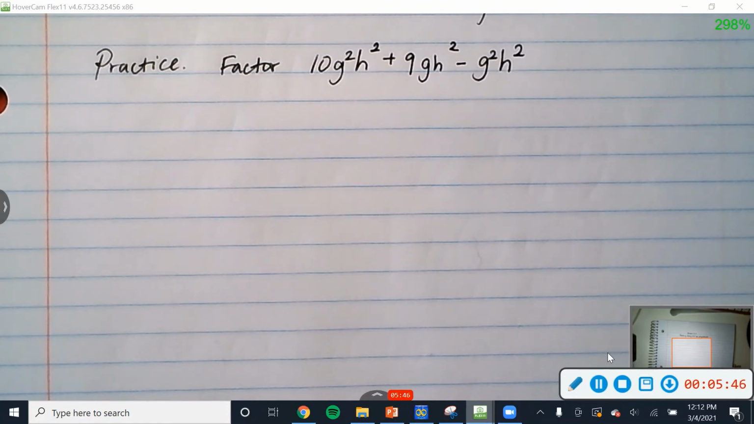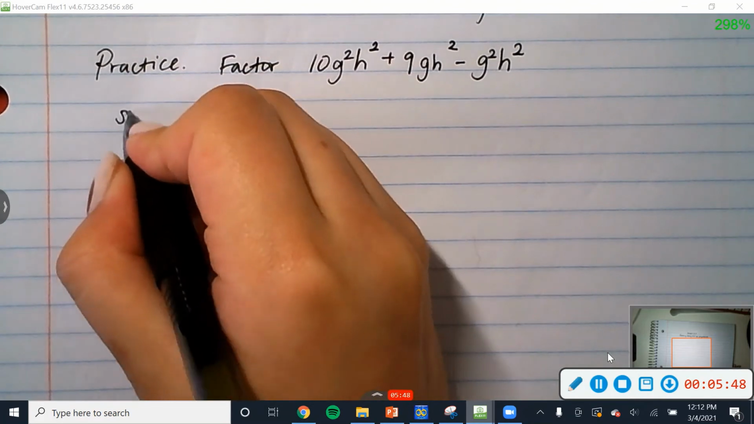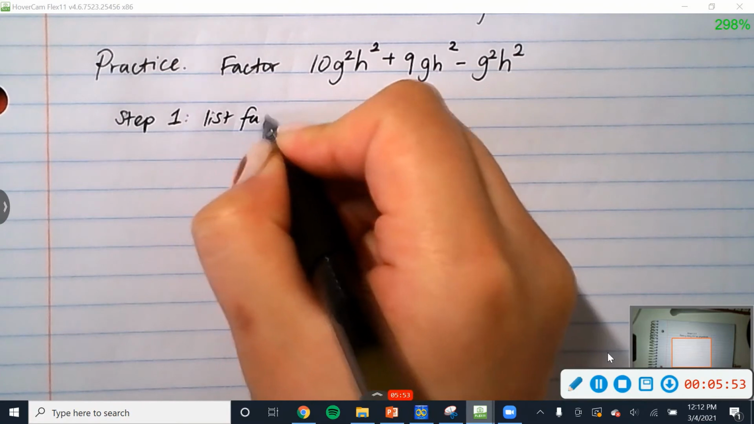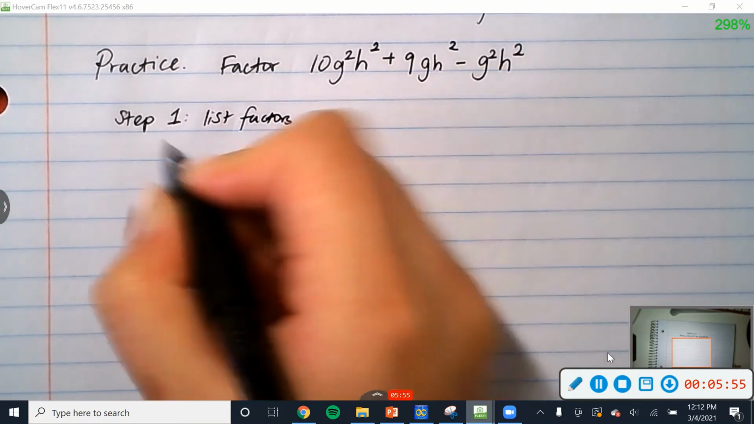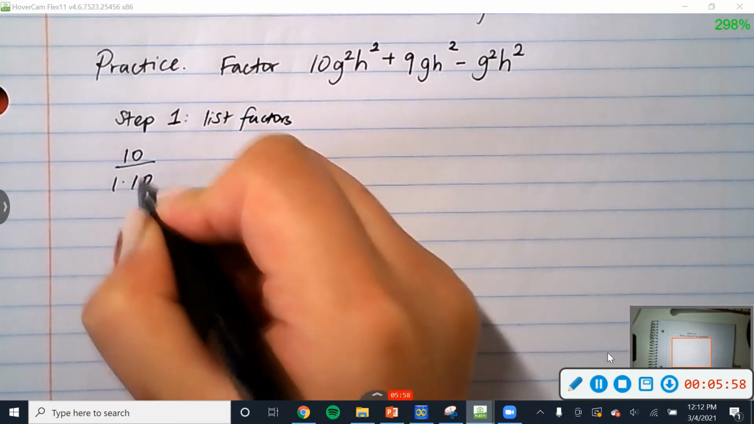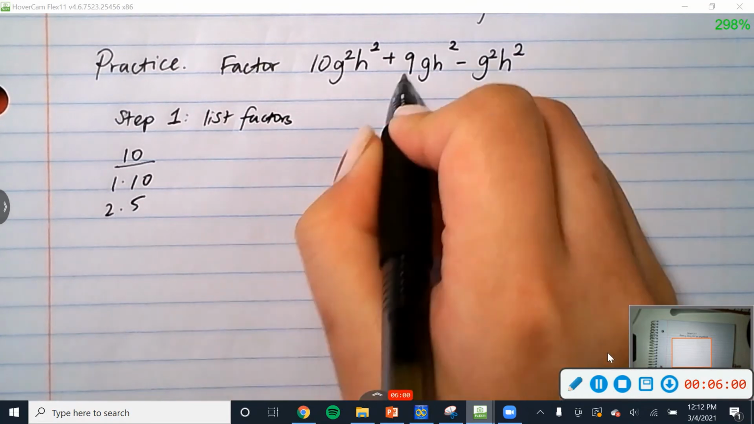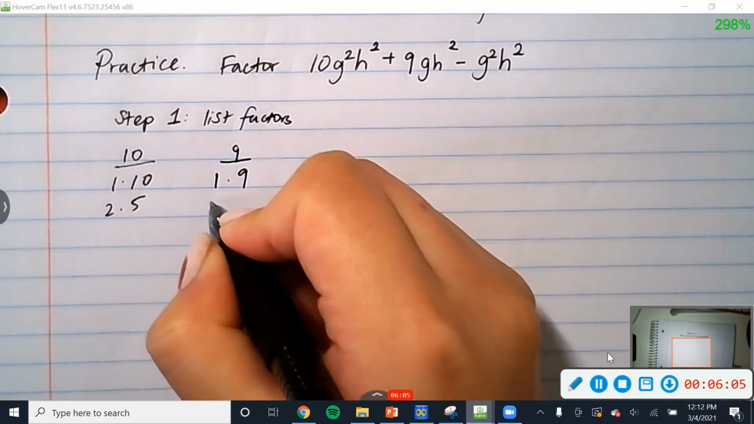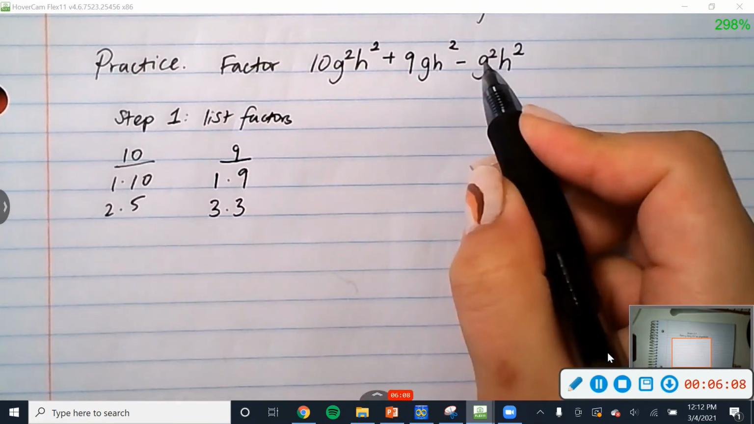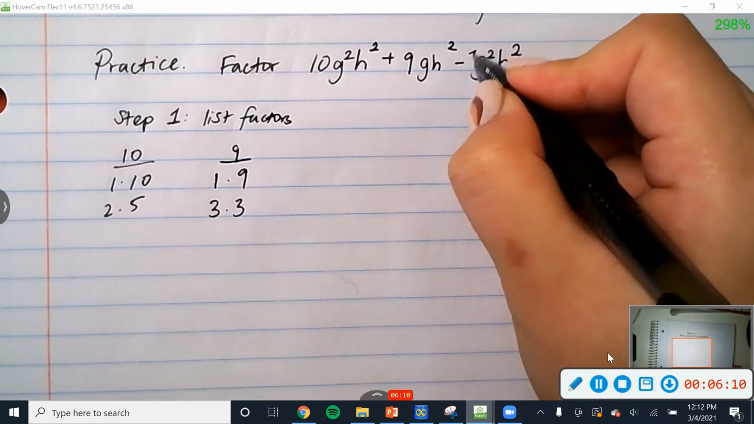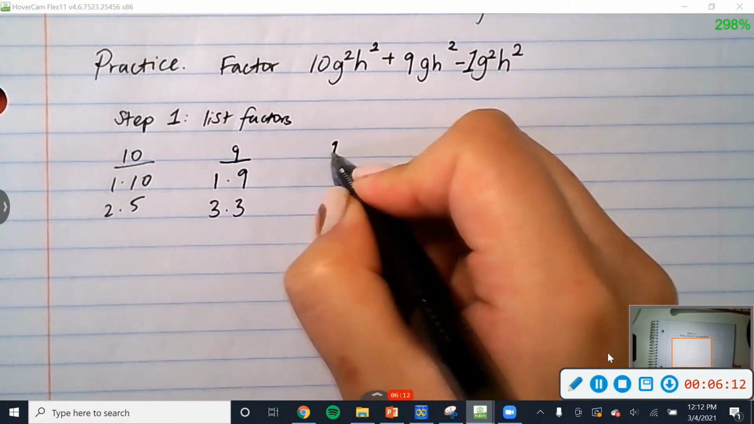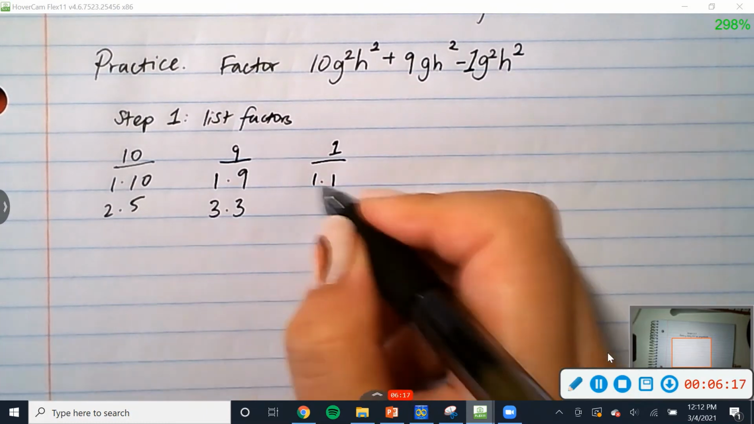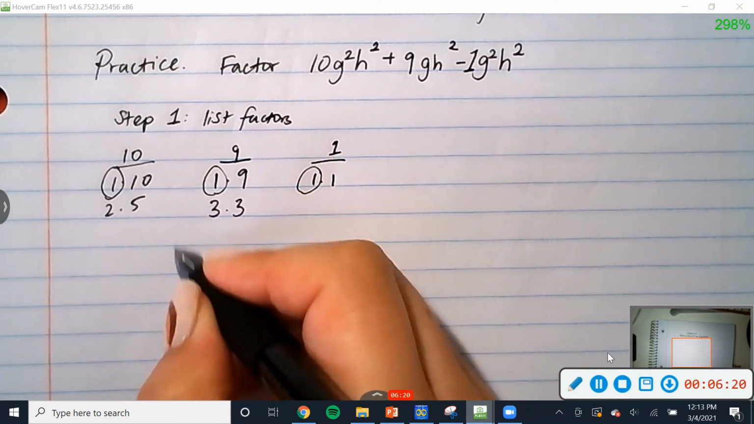Okay, so if you want to see the answer here, first thing we have to do, step 1, is to list our factors. So I'm going to list the factors for 10. We have 1 times 10 and 2 times 5. List my factors for 9. I have 1 times 9 and 3 times 3. And then for this one, remember there's always an invisible 1 in front. So this would be factors of 1, which is just 1 times 1. So our GCF in this case is positive 1.